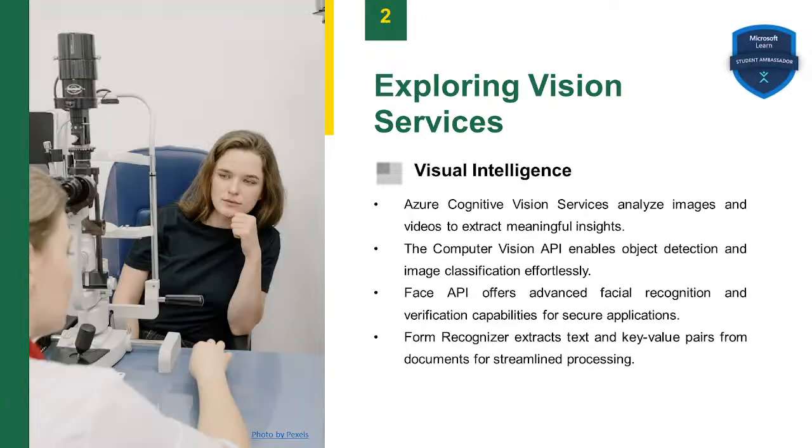Moving on to our next slide, exploring vision services. Visual intelligence. Azure Cognitive Vision Service analyzes images and videos to extract meaningful insights. The Computer Vision API enables object detection and image classification effortlessly. Face API offers advanced facial recognition and verification capabilities for secure applications. Form Recognizer extracts text and key value pairs from documents for streamlined processing.